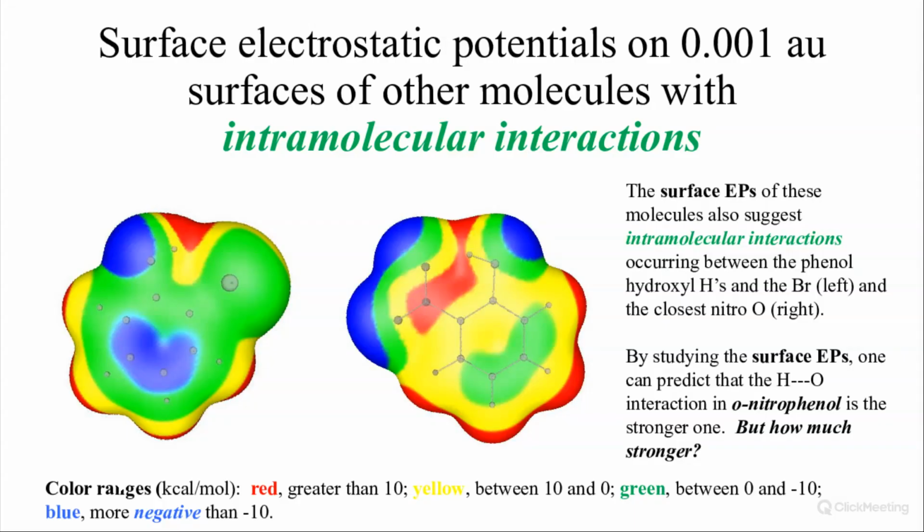These are just two more. Here we have orthobromophenol at the left and orthonitrophenol at the right. And I can see that I don't see the full halogen. I don't see my nice little hemispherical spot for the hydrogen in these. I can see that there are intramolecular interactions, and I can imagine that the one on the right is stronger, but how much stronger?